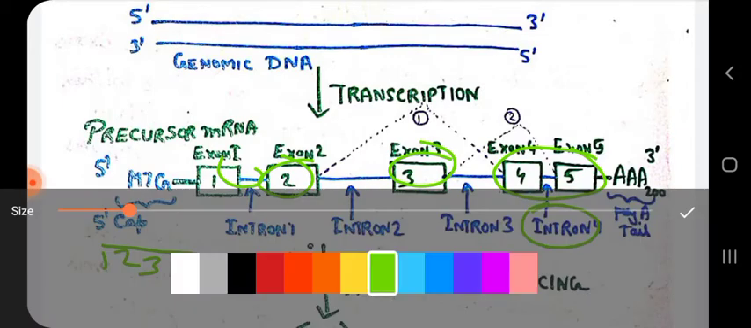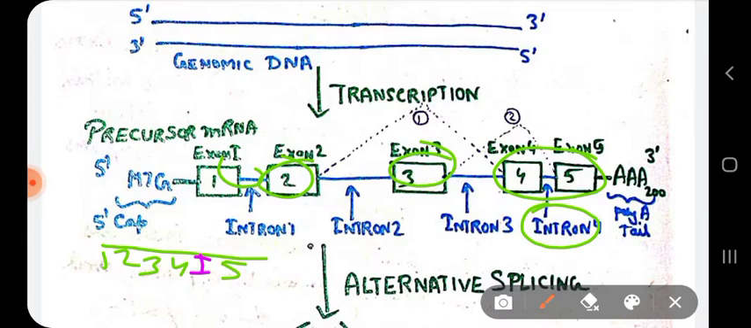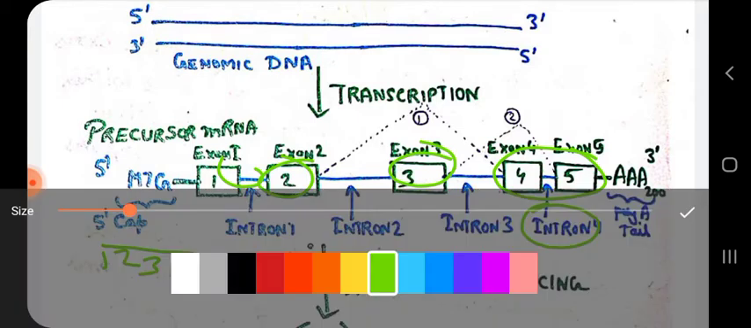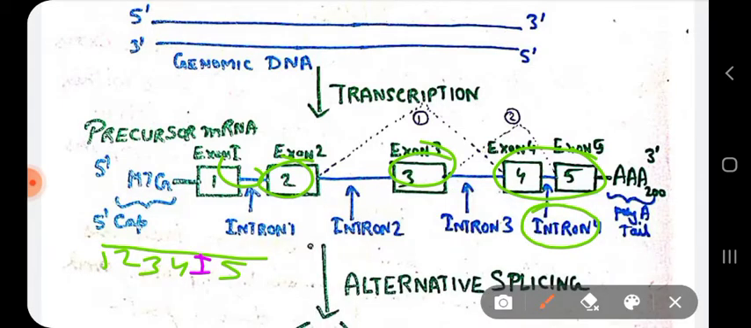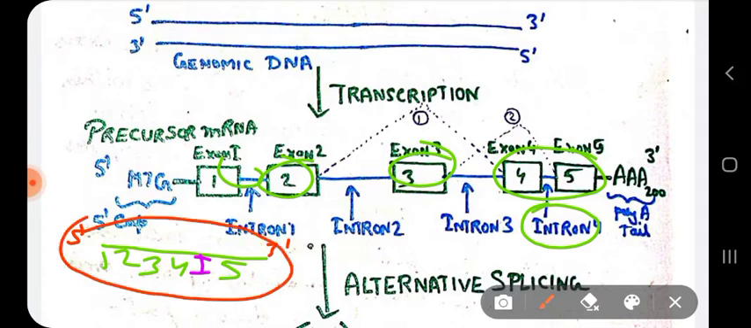Okay, wait for a minute. So these are 5 prime, these are 3 prime. So we make a unique protein now. We make a unique protein, meaning an isoform of the same protein. Isoform of the same protein we can create.